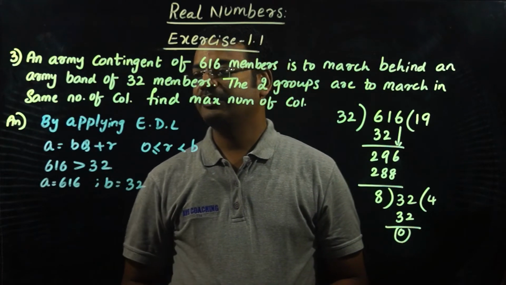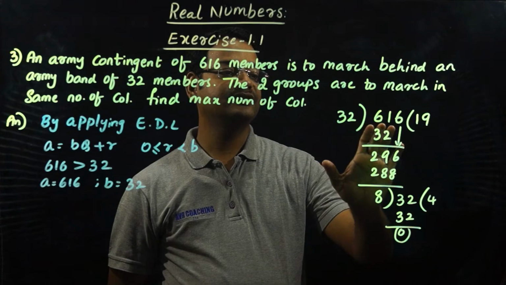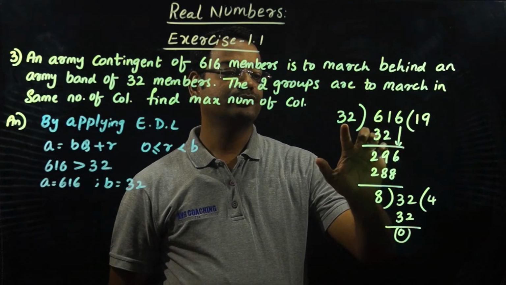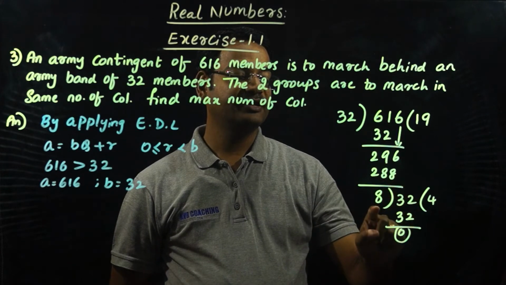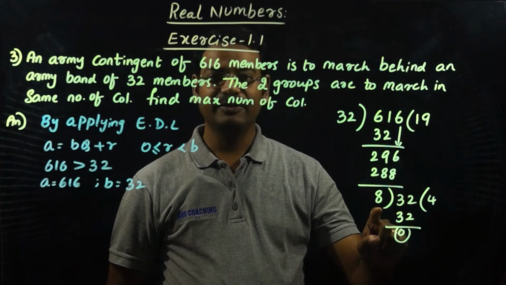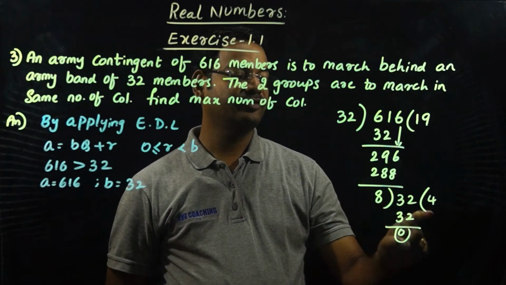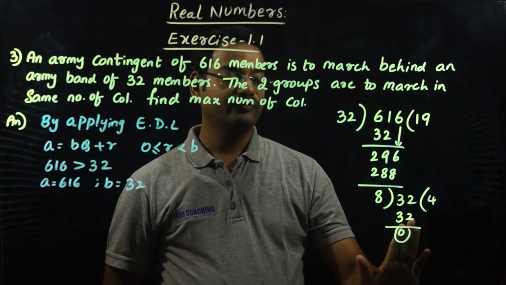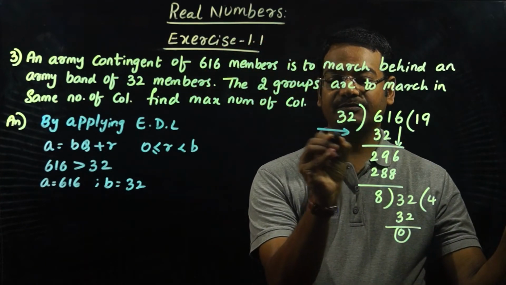Before applying Euclid's division lemma, we will apply the long division method, where we divide 616 by 32. So 32 19s are 608, so the remainder is 8. Since the remainder is not equal to 0, we'll divide 32 by 8. 8 4s are 32, remainder is 0. We stop the division. So here, this is the first step.